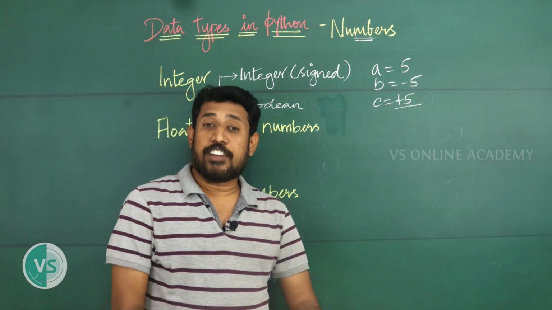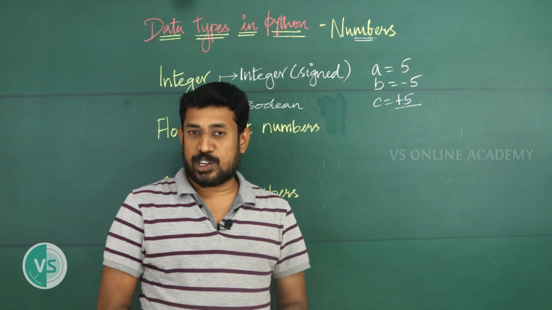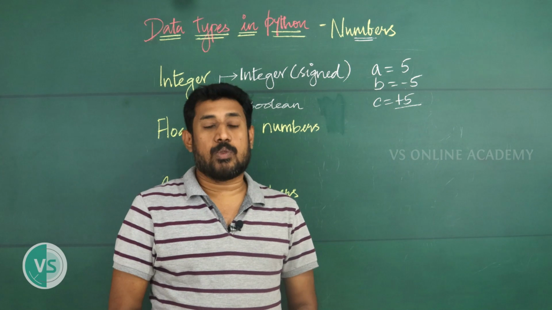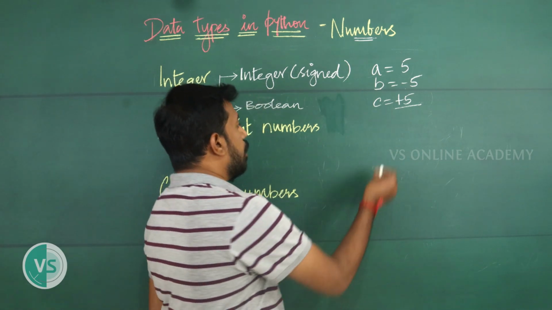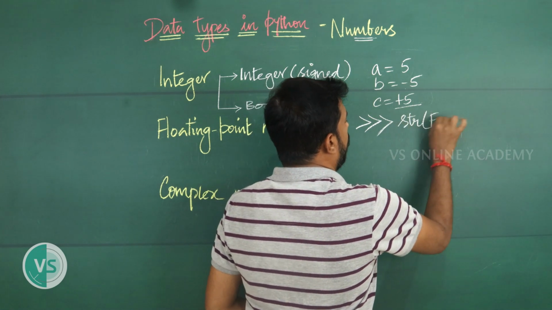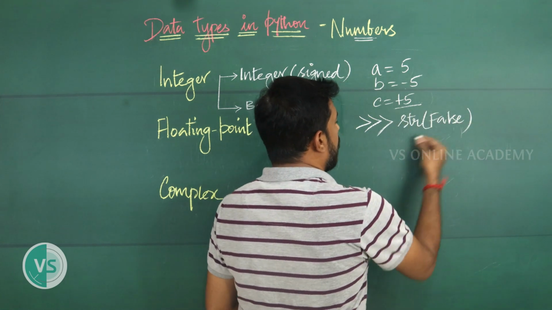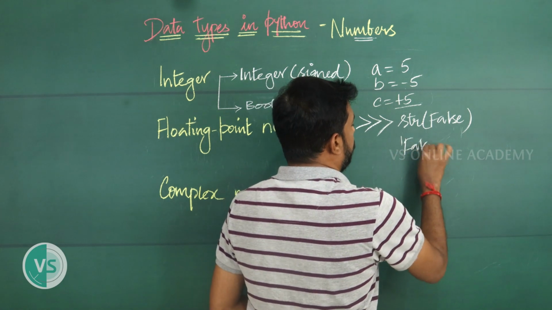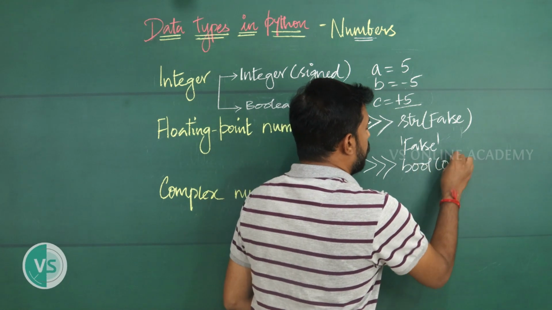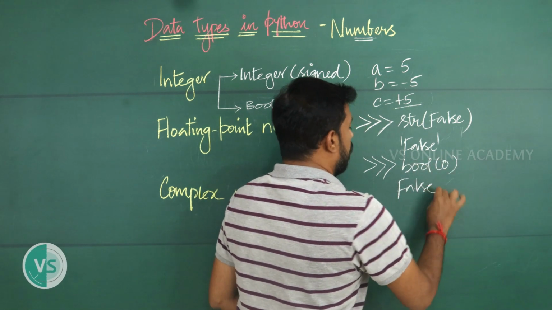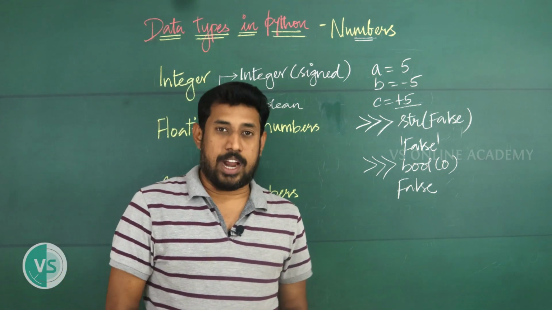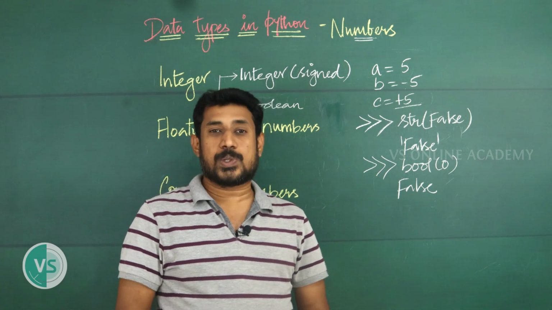And then boolean. We are very familiar with the boolean values. Only two values are there: one is 0, another one is 1. 0 represents false and 1 represents true. Generally, if you give str of False, it will print False, or bool of 0 will print False. So only two values are there, 0 and 1. 0 and 1 are both also integers.